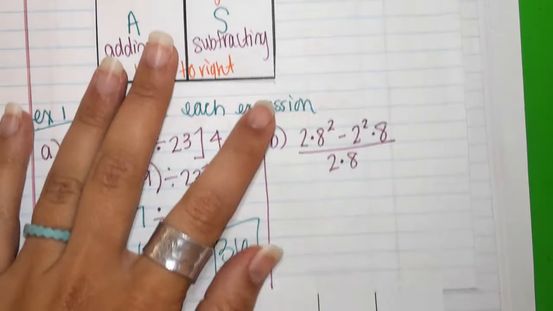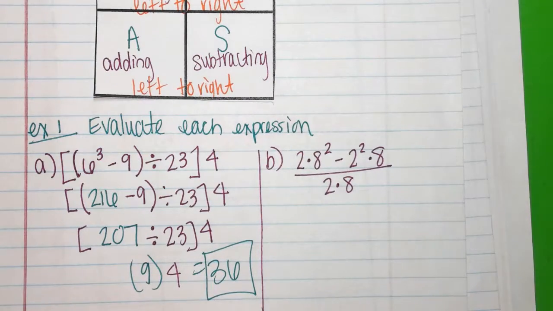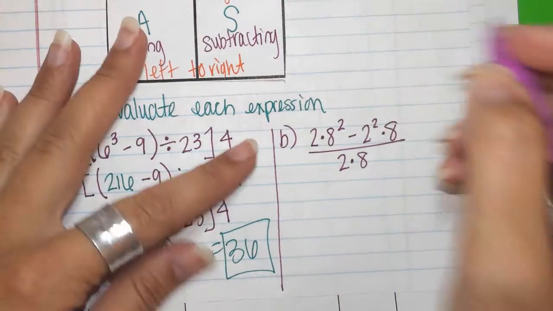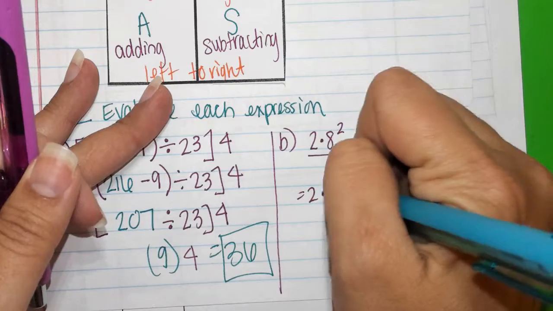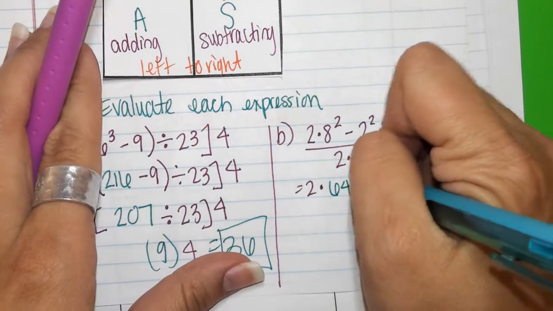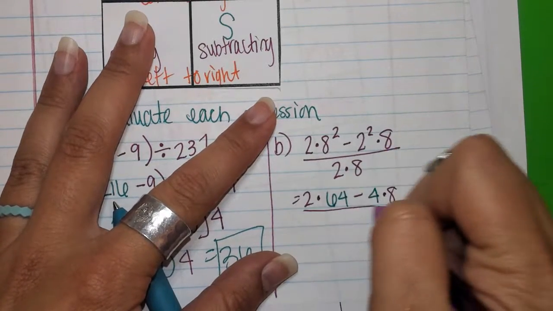Maybe? I'm okay with a maybe. Alright, what do y'all do first? Exponents? Which exponents? Both of them. Both of them? So you did 8 squared and then 2 squared? Okay, what'd you get for 8 squared? Alright, so you then wrote it as 2 times 64 minus what? Times 8? Did anybody go ahead and multiply the bottom?